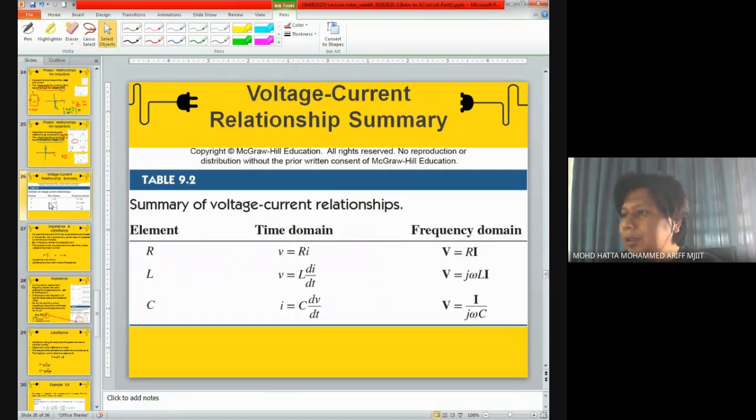This is the relationship of voltage and current in summary. For element R, you can find the current using Ohm's law, I equals V over R. And Ohm's law for the inductor is given by V equals j omega L times I. I didn't explain this part yet. We'll discuss these two in the next class. It's very important.